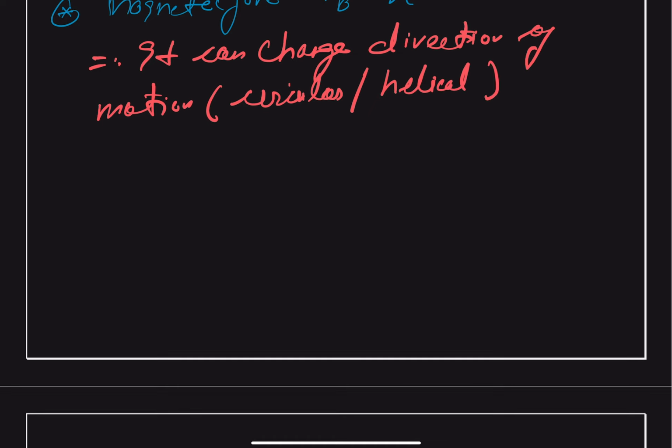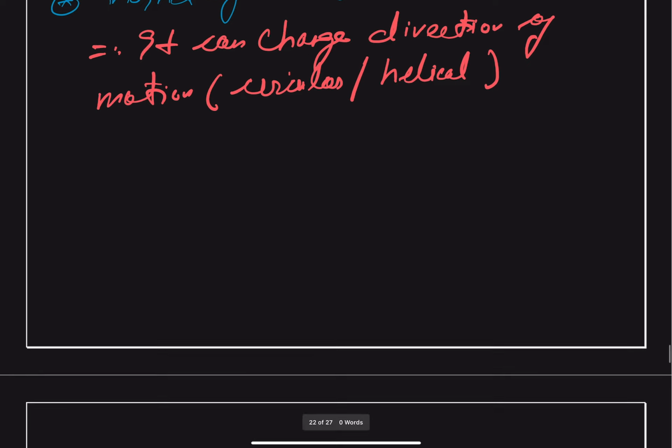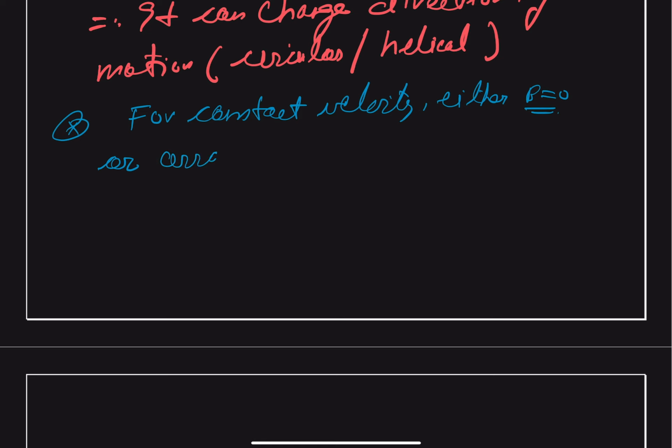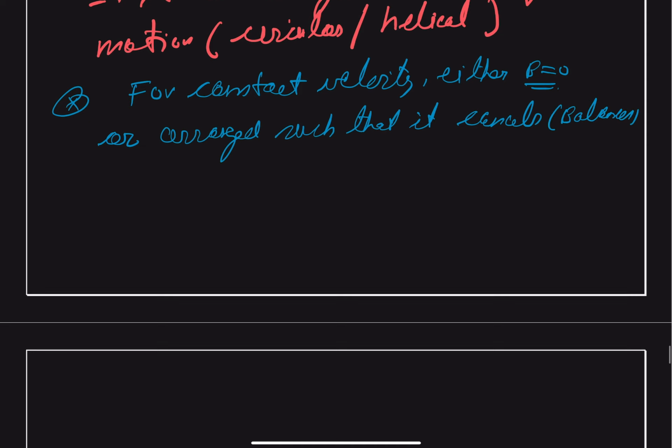So in the question it is said that the proton is moving with constant velocity, so it means either B should be equal to 0 or it should be arranged in such a way that it cancels, or balances, any force from the electric field.